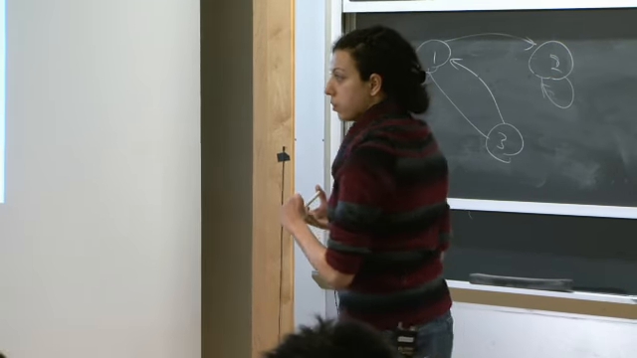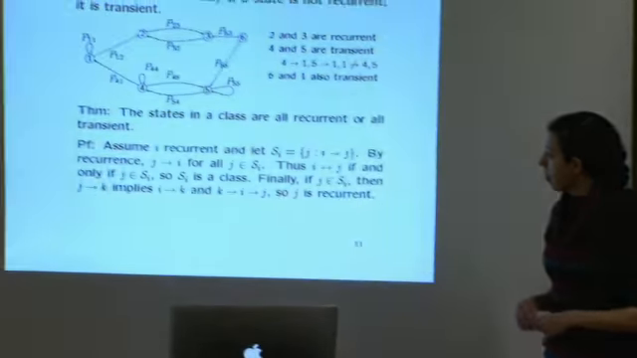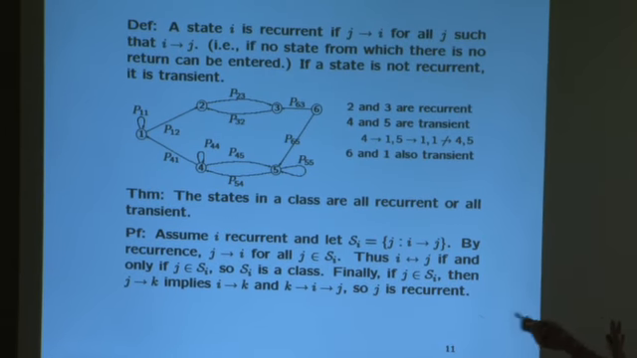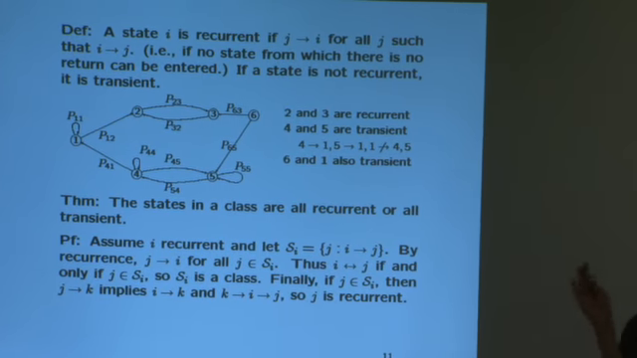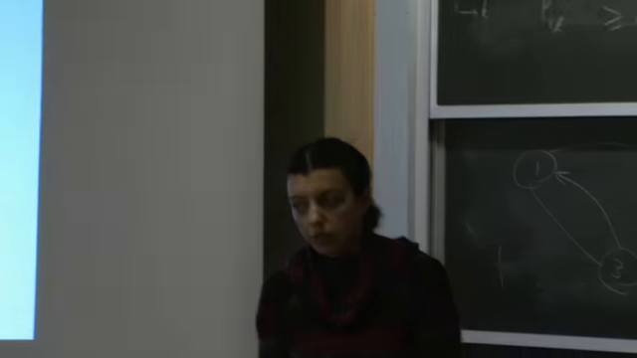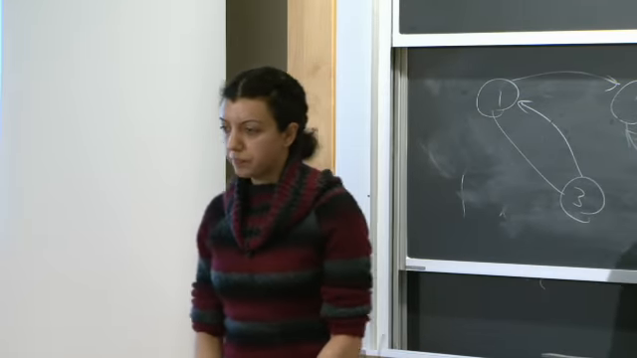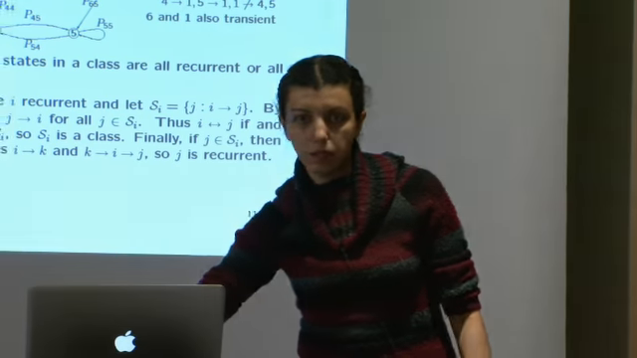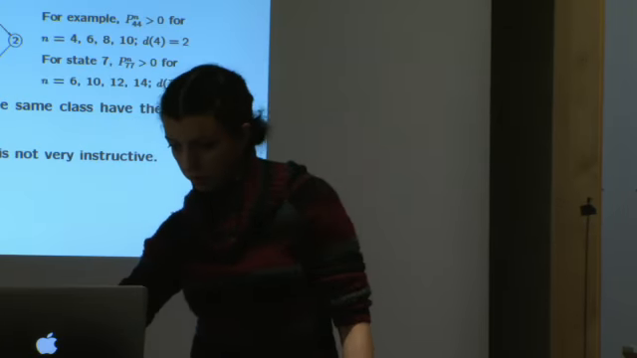So the proof was very simple. What I said is that I proved that if there is any state like k that is accessible from j, then j is also accessible from k. And I proved it like this. It's easy.